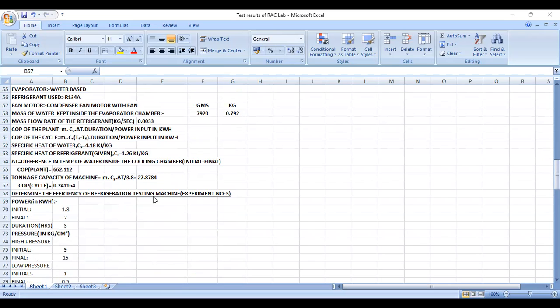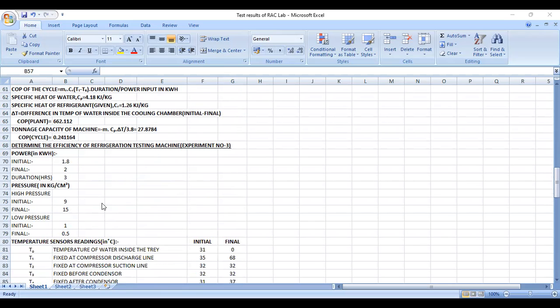Determining the efficiency of the refrigerant, experiment number 3. Here, initial was 1.8, final was 2, duration was 3. Initial high pressure is 9 kg per centimeter square, final is 15 kg per cm square. Low pressure initially is 1, final is 0.5.